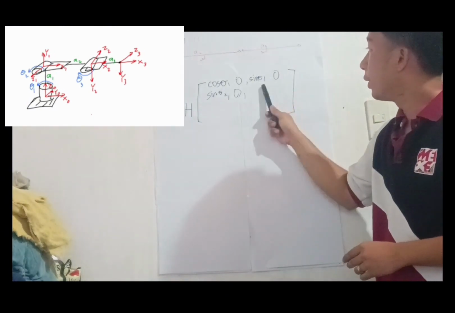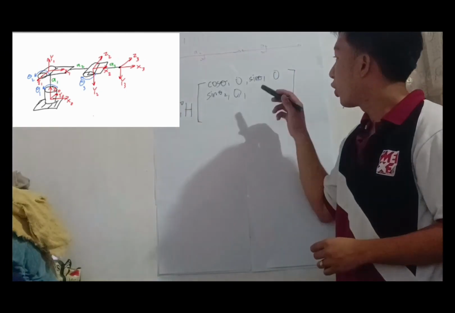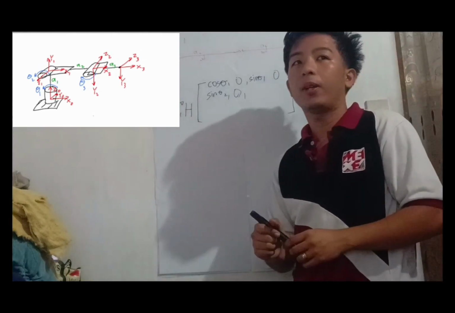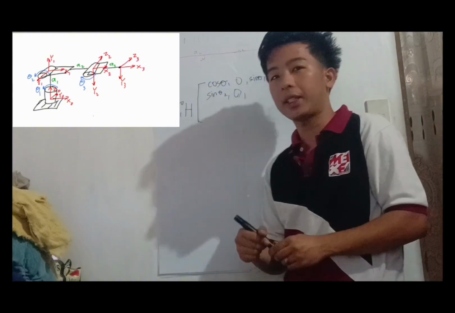The third one is negative cosine theta because the rotation is counterclockwise.